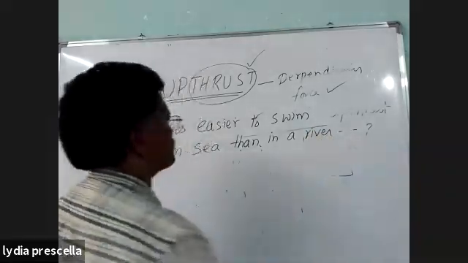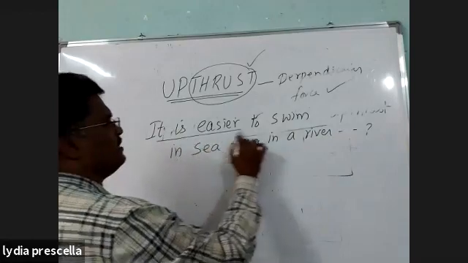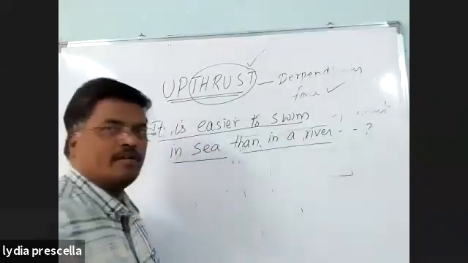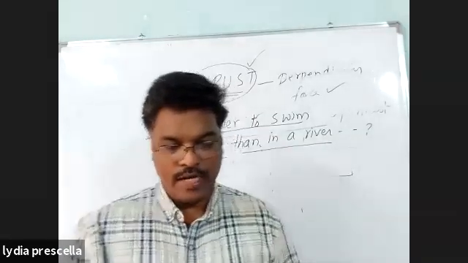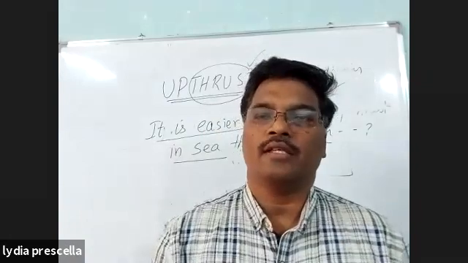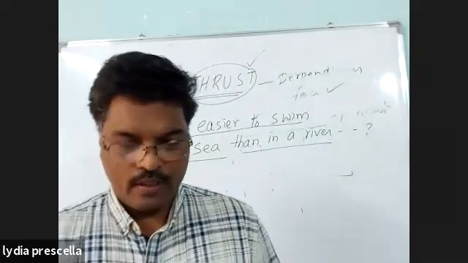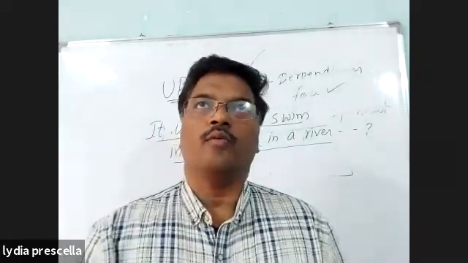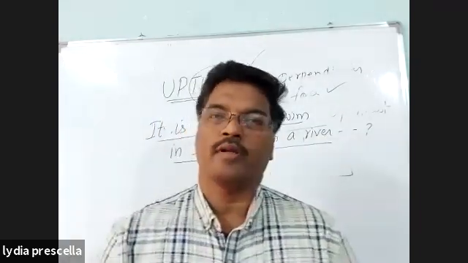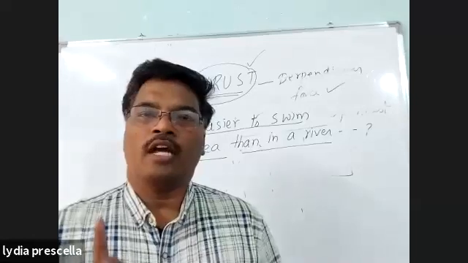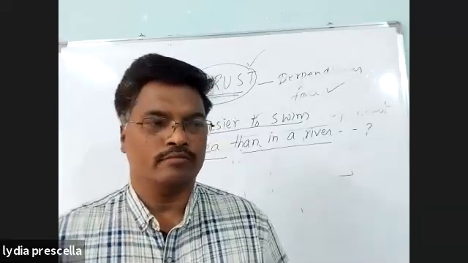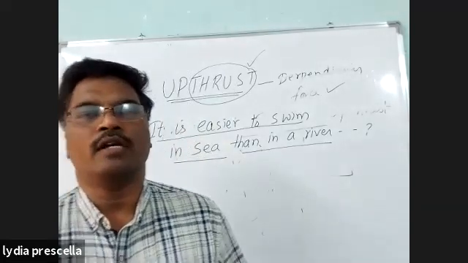Give reason. See that it is easier to swim in a sea than in a river. Give reason. This is the question that sometimes comes in the SSLC exam for 2 marks. Now, whenever such a question comes, you think about some things. Number one, what type of water is there in the ocean and what type of water is there in the river?